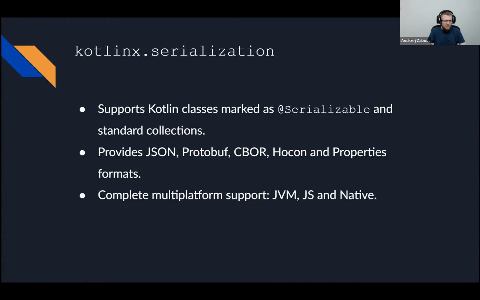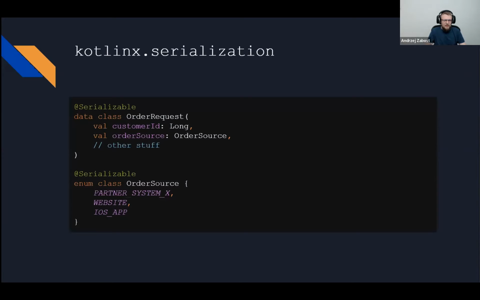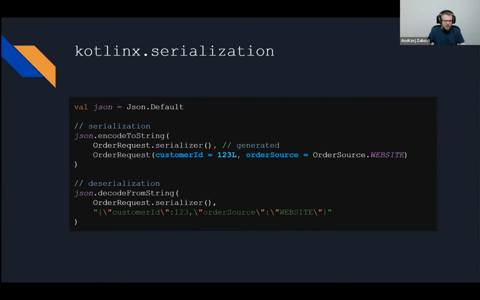So anyway, back to our example. When we want to serialize our classes, we need to mark them with this annotation called serializable. And that's pretty much it for now. Then we can use this JSON object, as you can see, to serialize and deserialize some payloads. And yeah, that's pretty obvious for now. Everything is understandable, I hope.